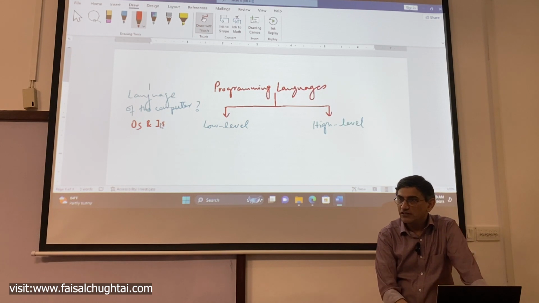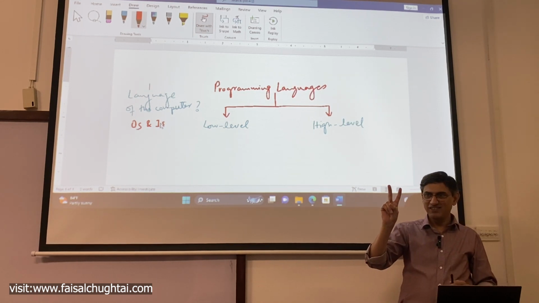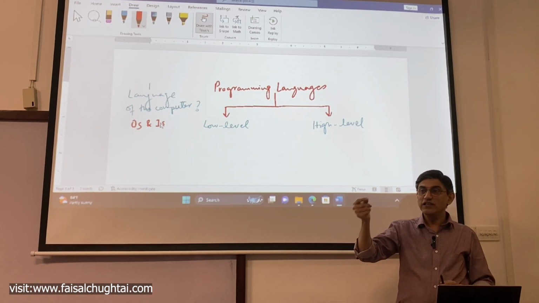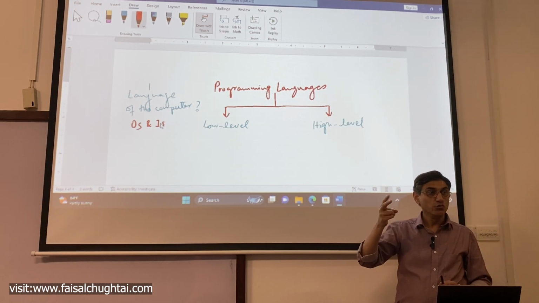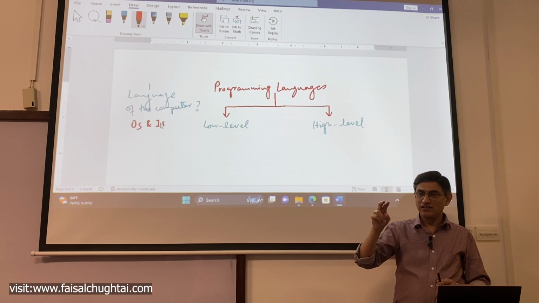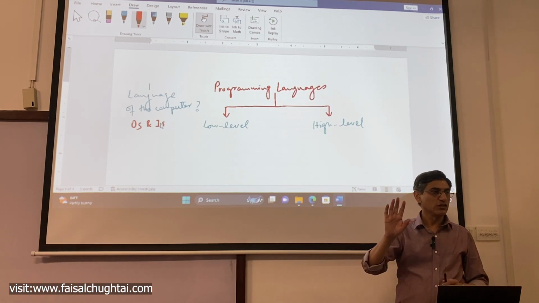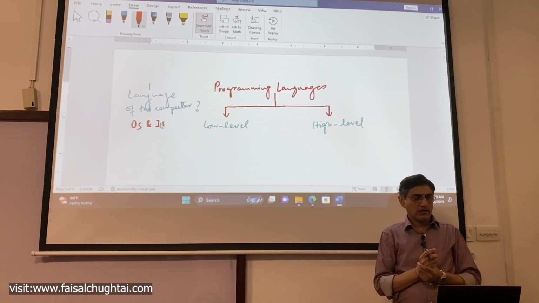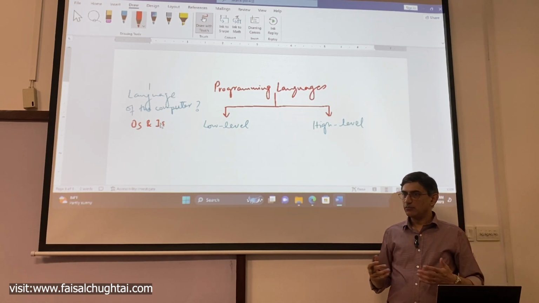Hence the name binary. Bi means two. Binary, a language that makes use of two numbers. Okay, binary. Only two numbers, 0 and 1. There is no third digit. Hence binary language. Okay, computers understand everything in binary language.